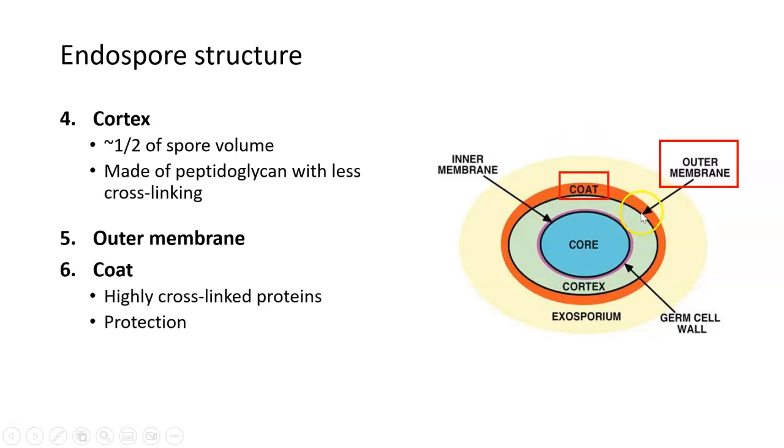Then moving outward, there's an outer membrane and then an external coat. The coat is made up of proteins, and these proteins are heavily cross-linked, which provides a lot of additional stress protection. So you can see that from the core all the way out to the coat, each layer provides some protection and prevention of denaturation of DNA, which helps provide that stress resistance to the endospore.